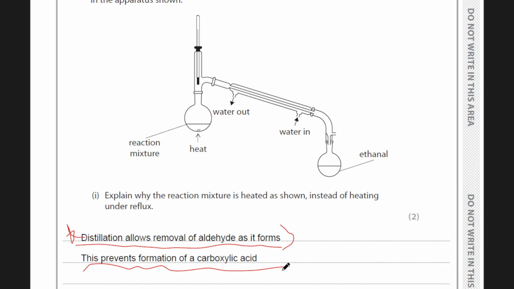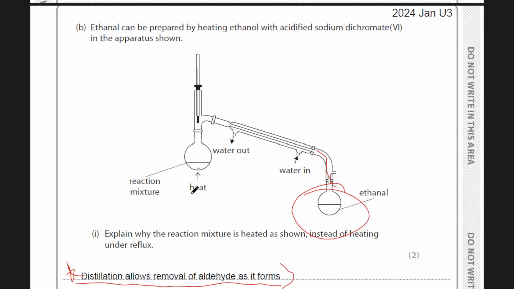We know that distillation helps to separate components according to their varying boiling temperatures. So as soon as the aldehyde is formed, it is separated and collected in a round bottom flask. This further prevents the mixture from being oxidised to produce carboxylic acid.